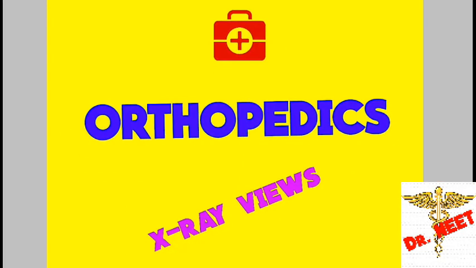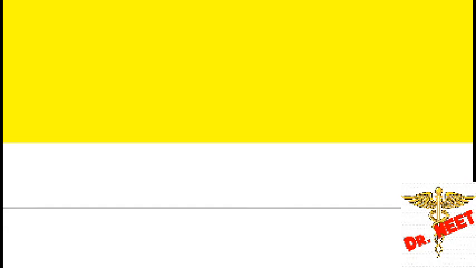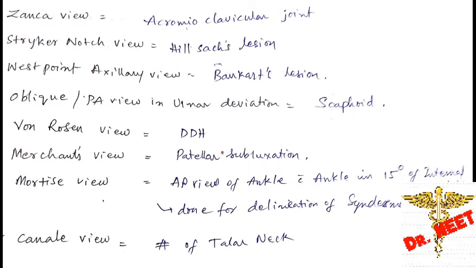X-ray views in orthopedics. Zanca view used for acromioclavicular joint. Stryker's notch view used for Hill-Sachs lesions. West Point axillary view used for Bankart's lesion. Oblique or PA view in ulnar deviation is used for scaphoid. Von Rosen view is used in DDH. Merchant's view is used for patellar subluxation.